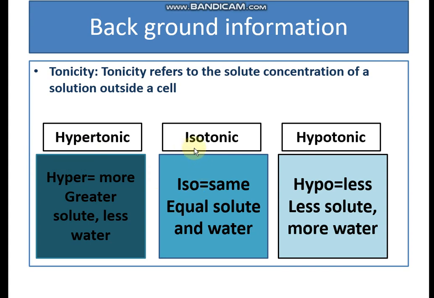Then we have the word isotonic. Iso means same. It means equal solute and water. Then we have hypotonic conditions. Hypo means less. It means that there is less solute and more water, which means the water potential is, yes, you are all right, higher. A hypotonic solution has higher water potential.